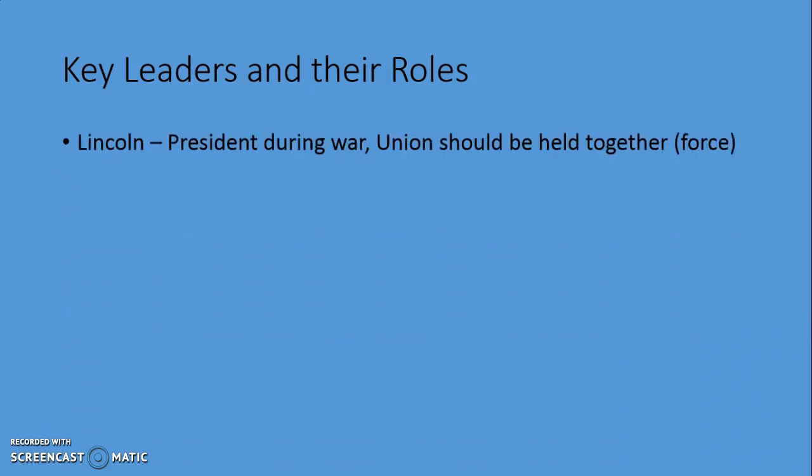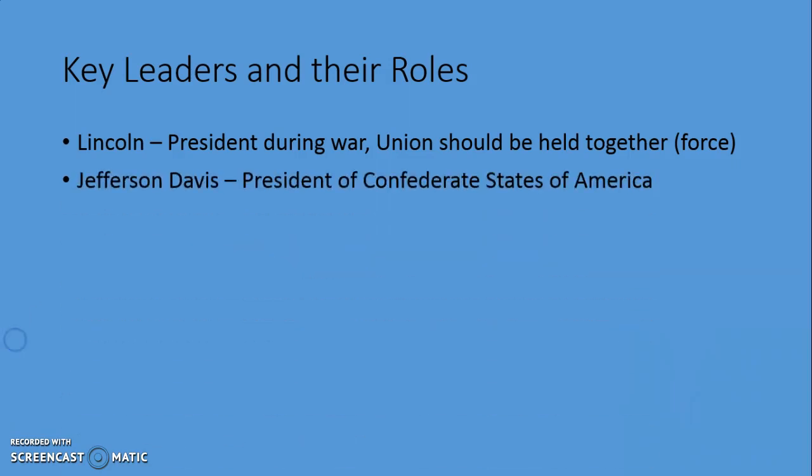The next and last thing that we're going to discuss in this standard is the key leaders and their roles during the Civil War. First is Abraham Lincoln. He was president of the United States during the war, and he believed that the Union should be held together, even if that meant by force. Yes, he was willing to go to war against the Confederacy to keep the Union together, and that is going to be his main goal until the Emancipation Proclamation, which then it becomes about slavery.